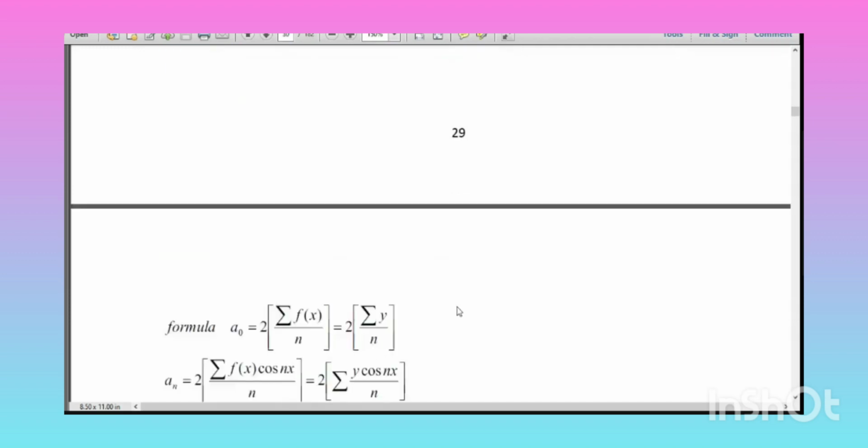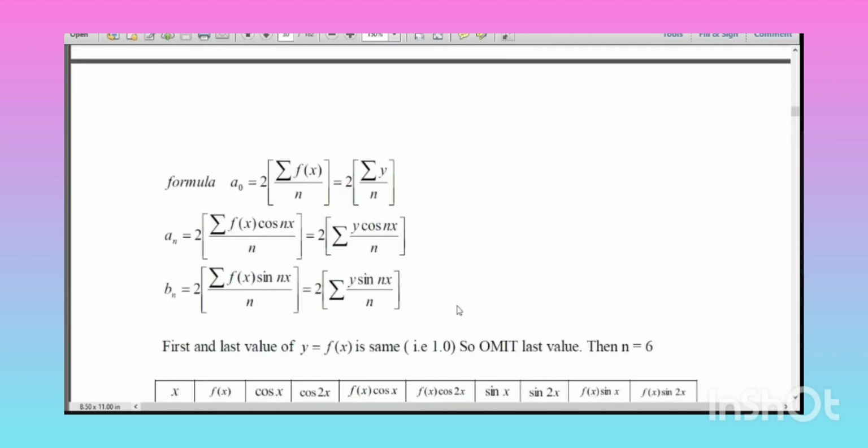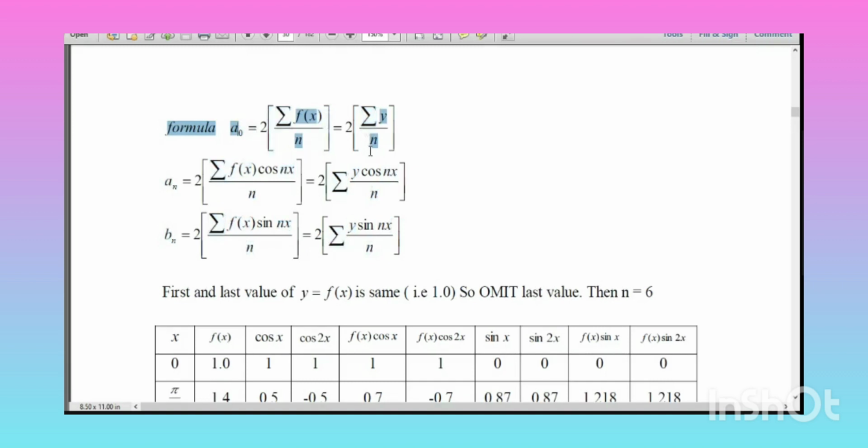Okay, so now that is the formula to find a naught, a n, b n. What is the formula? A naught is equal to 2 into summation f x divided by n, or else y is equal to f x, so instead of f x you can use y. So 2 into summation y divided by n. A n is equal to 2 into summation f x cos nx divided by n, which is equal to 2 into summation y cos nx by n. B n is also 2 into summation f x sin nx divided by n. So these are the formulas to find a n, b n.